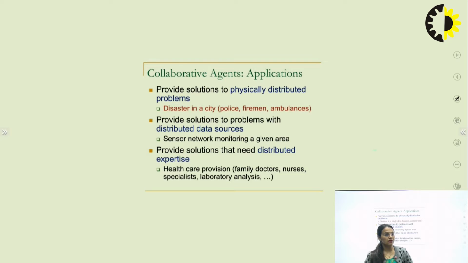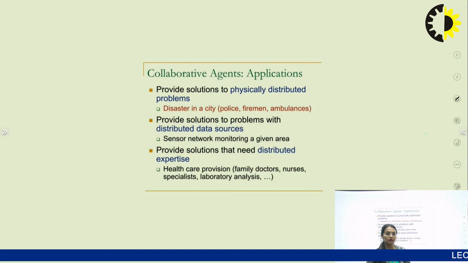So the first application is the solution to physically distributed problems. For example, if there is a disaster in the city, at that time not only the police are required, not only the firemen, not only the ambulances, but all these three departments and certain other departments also need to collaborate with each other to come up with a solution for that particular problem. To overcome the situation, they need to collaborate with each other. In that case, collaboration of these human agents is of the utmost importance.